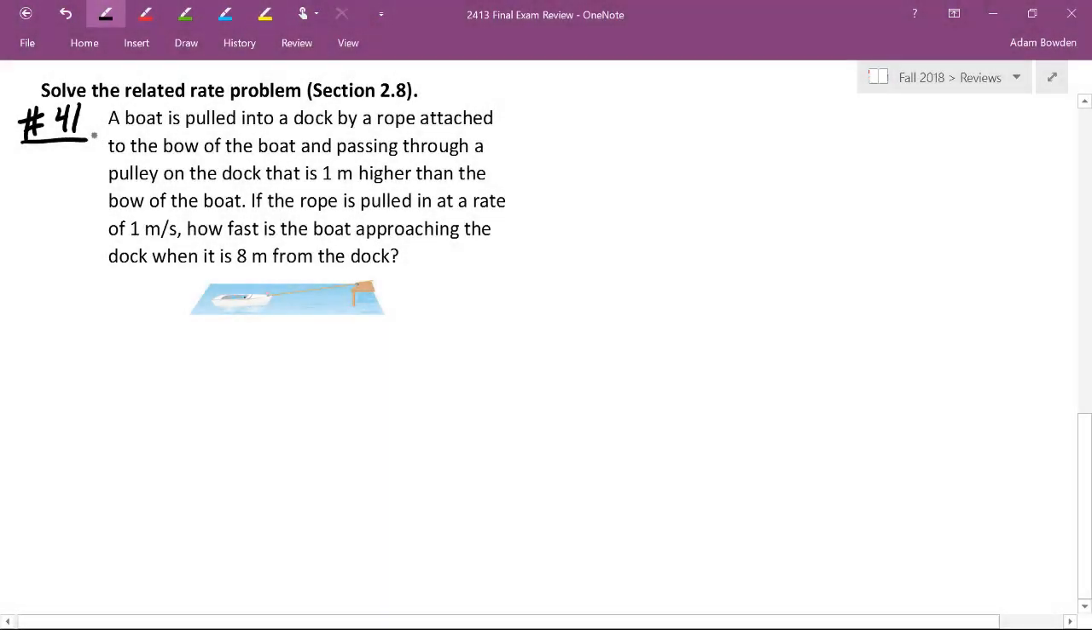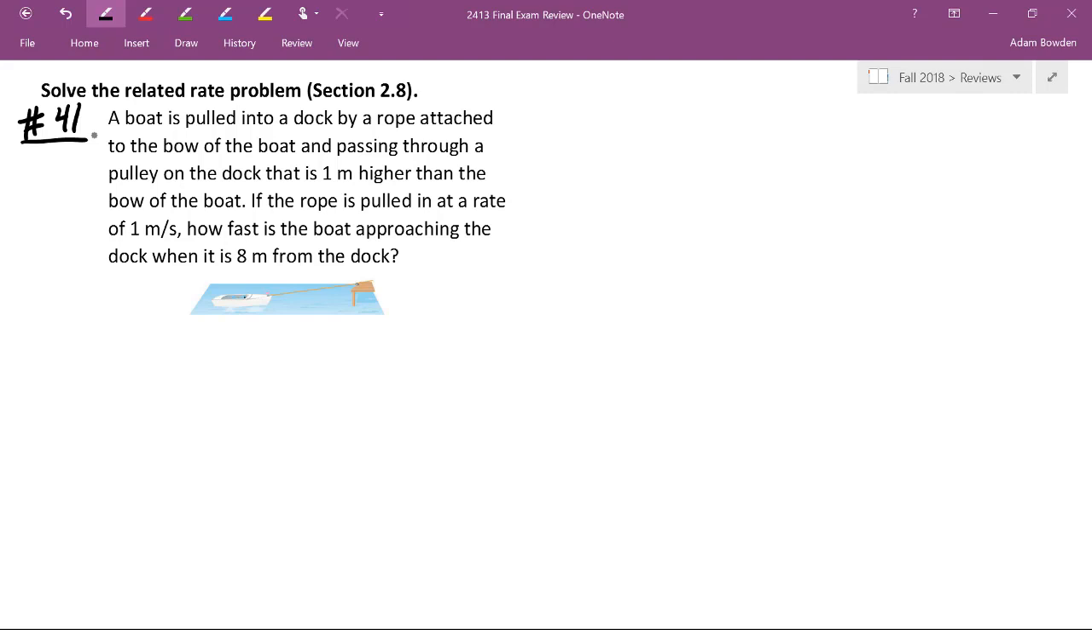This is a word problem that has to do with related rates. It says a boat is being pulled into a dock by a rope attached to the bow of the boat, passing through a pulley on the dock which is 1 meter higher than the bow of the boat. If the rope is pulled at a rate of 1 meter per second, how fast is the boat approaching the dock when it is 8 meters from the dock?